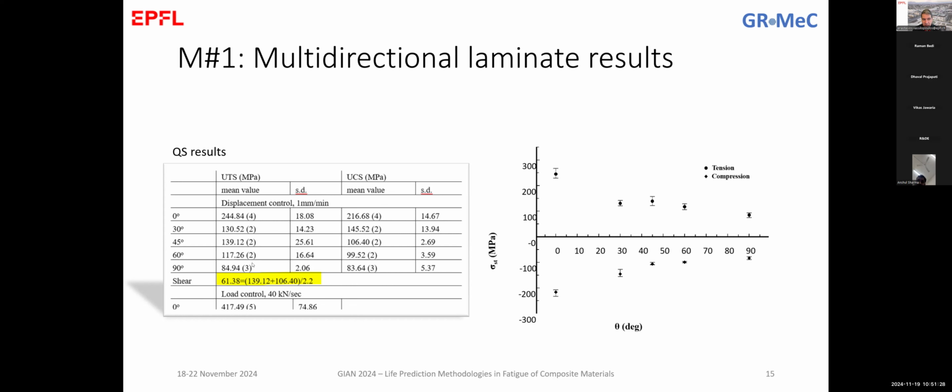We use these material properties to do modeling. And for modeling, we also need the properties at shear. And in this case, we used as a shear strength this one that can be calculated by assuming the strength at 45 degrees in tension and strength at 45 degrees in compression divided by 2.2.